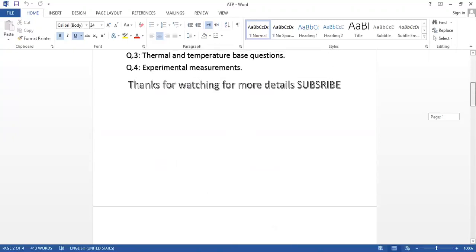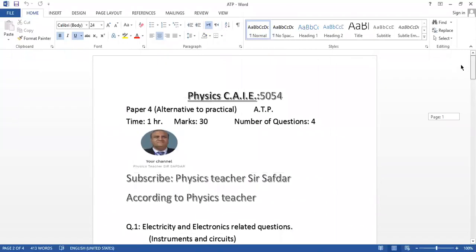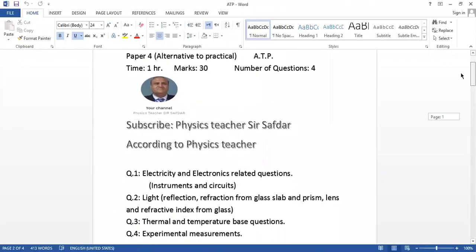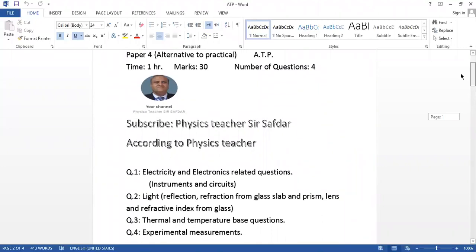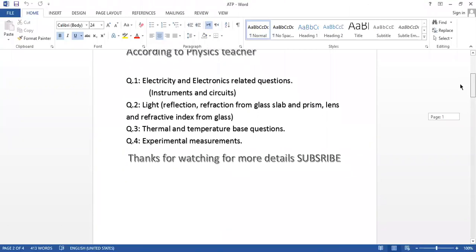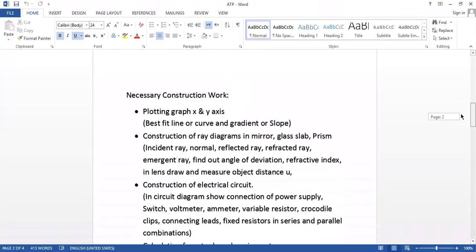In the last video, I discussed these chapters. You can see electricity and electronics related question, this is question number 1. Question 2, light, reflection from glass prism. Third, thermal and temperature based question. And fourth, experimental measurements. Now I'm going to discuss some other details about this ATP.